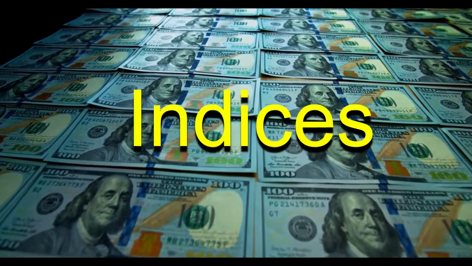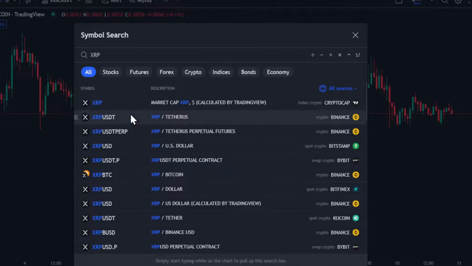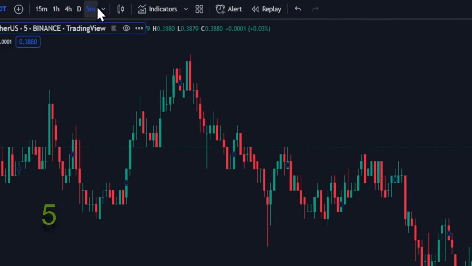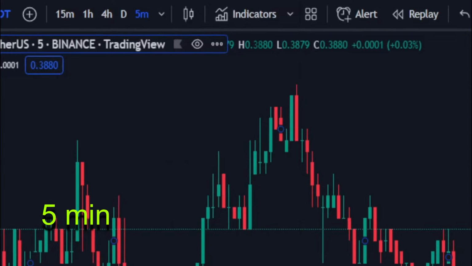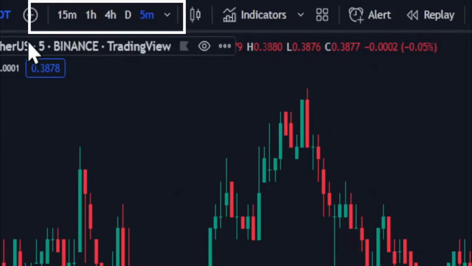This strategy was originally used for gold and commodities, but I tested it with crypto, Forex and indices. It worked fine for Forex and crypto, but not indices. I will be backtesting on the XRP USDT currency pair. For now, I will be setting the time to 5 minutes because this time frame generates more signals. But do note that this indicator works for other time frames as well.